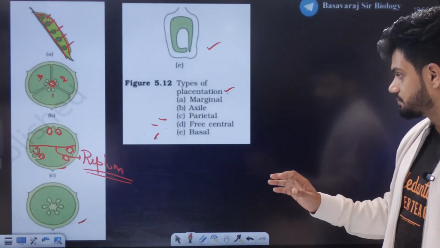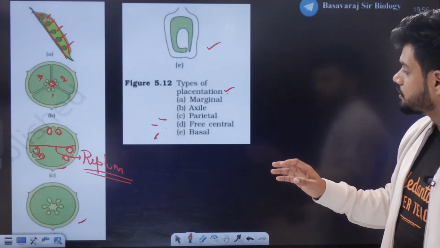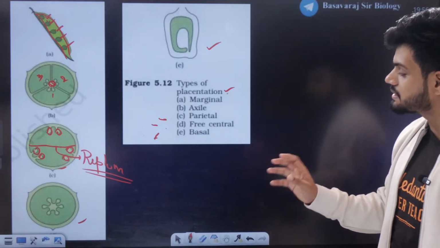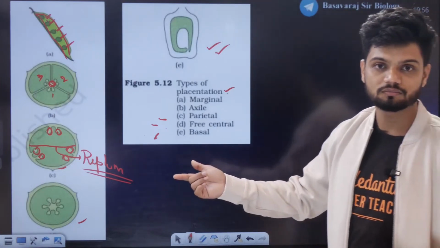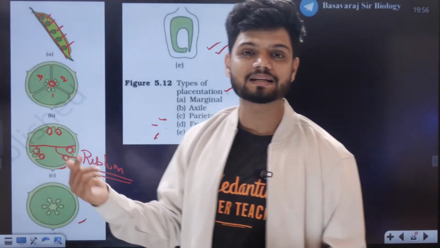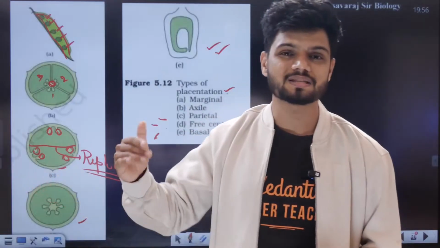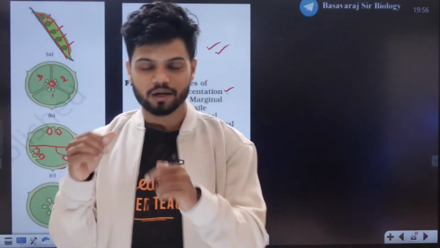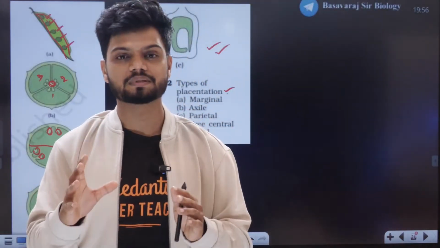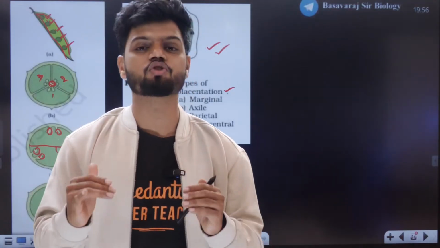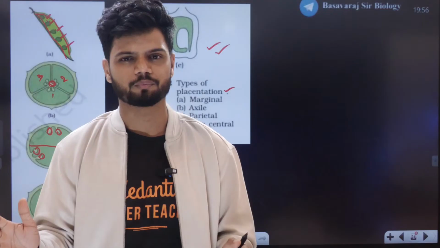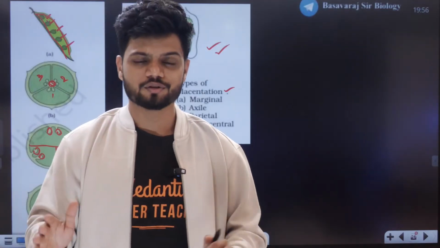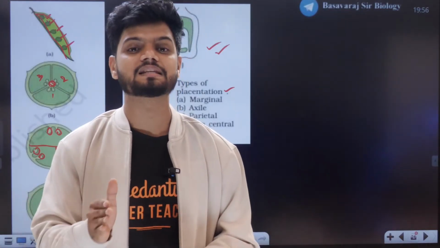Free central: Dianthus and primrose. Basal placentation: marigold, sunflower. So if you can remember all of these examples, no one can stop you from scoring really well in this chapter. Literally no one. So remember the examples. That is the key here.